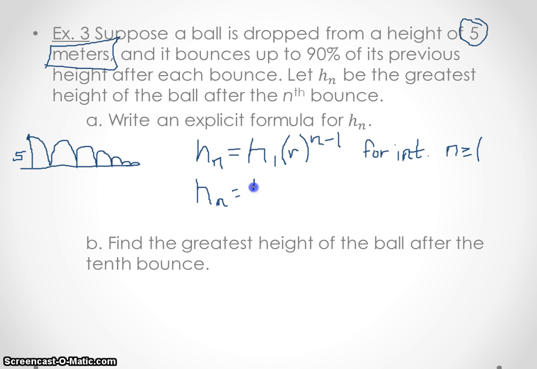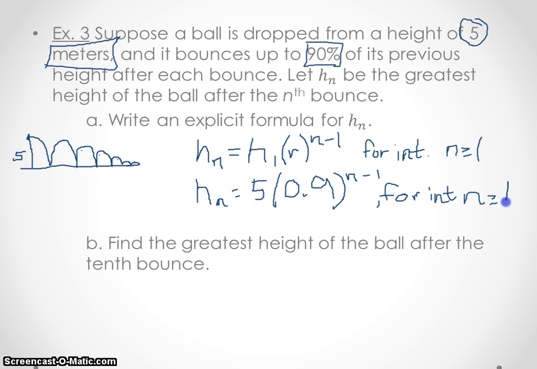so for h sub n, since our first term is 5, we put a 5 right here, times our rate, our constant multiplier. Well, we're doing 90% each time. 90% is multiplied every time it bounces. So you would write that as a decimal, 0.9, or 0.90 if you prefer, to the n minus 1. And then of course you would write comma, for integers, n being greater than or equal to 1.